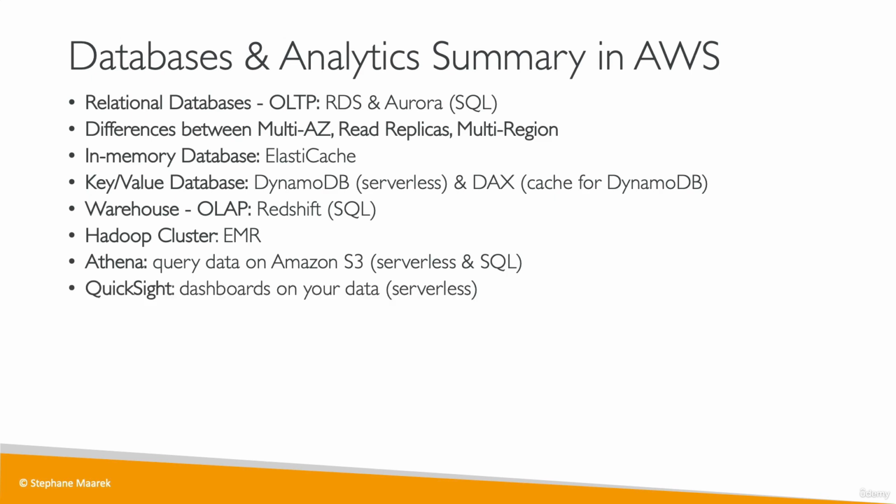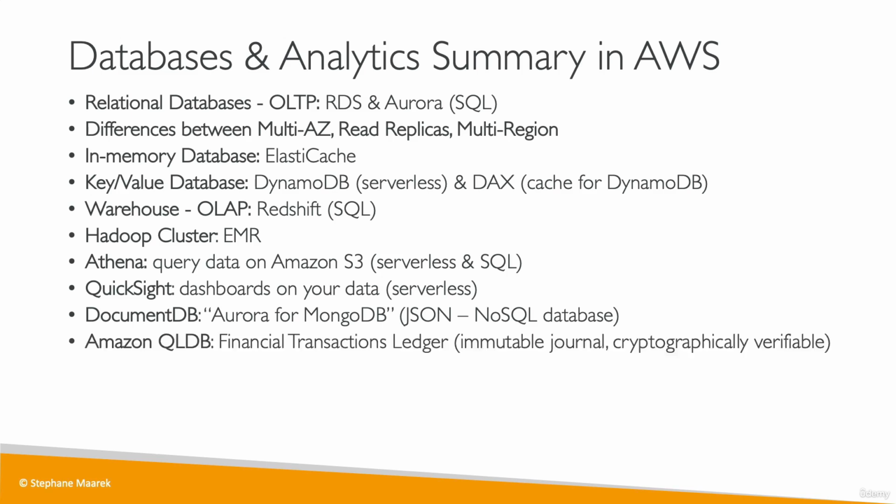QuickSight is a way to create dashboards, so visually interactive visuals and so on, that can be interactive as well on your data in a serverless fashion. Then you would use Amazon QuickSight, also used for business intelligence. DocumentDB is what I call the Aurora of MongoDB. So anytime you see MongoDB, think DocumentDB, which is also using the JSON type of data sets. And this is a NoSQL database. So this is another NoSQL database on top of DynamoDB.